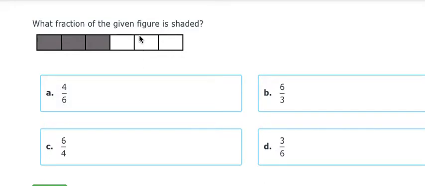What fraction of the given figure is shaded? There are 6 pieces and 3 are taken away. So 3 by 6.